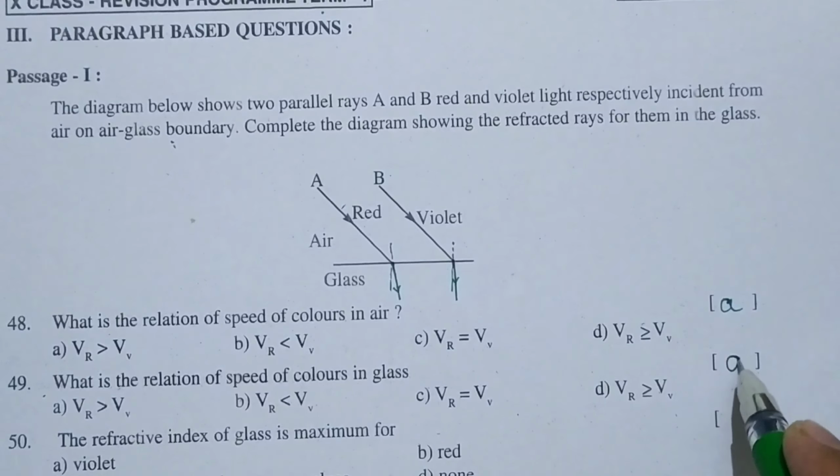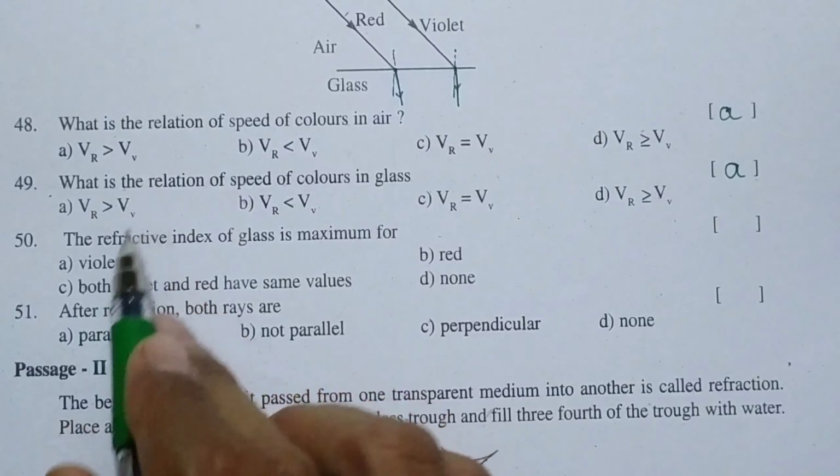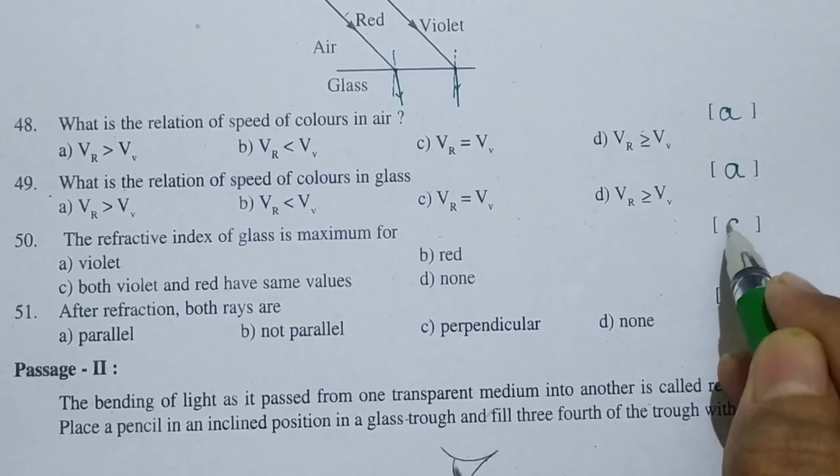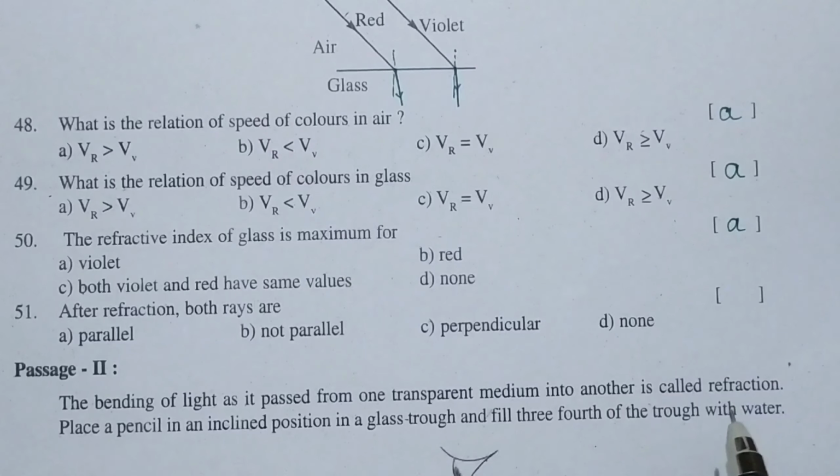Now we see question number 50. The refractive index of glass is maximum for the color whose speed is less; it will have more refractive index. Here, violet speed is less. So violet will have the maximum refractive index. So here option A is the right answer.